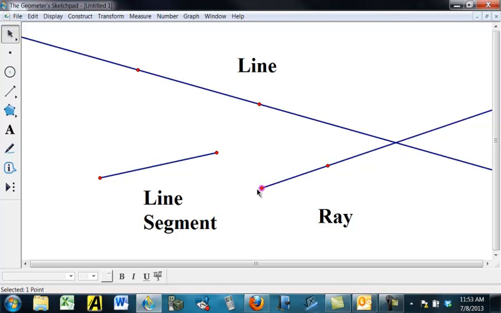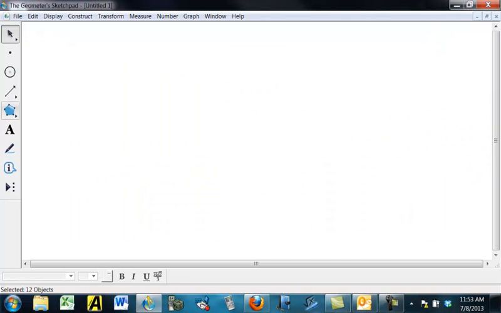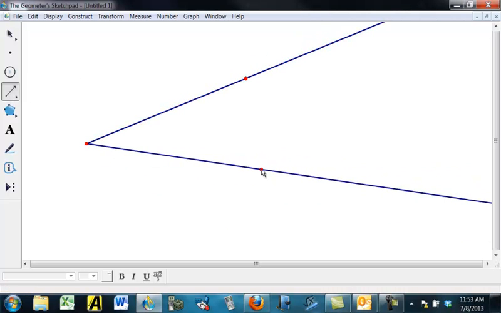Notice that I'm using the program called Geometry Sketchpad to construct and illustrate some of these things. Now, another really basic thing for us in geometry is an angle. Now, an angle is the union of two rays with a common endpoint.